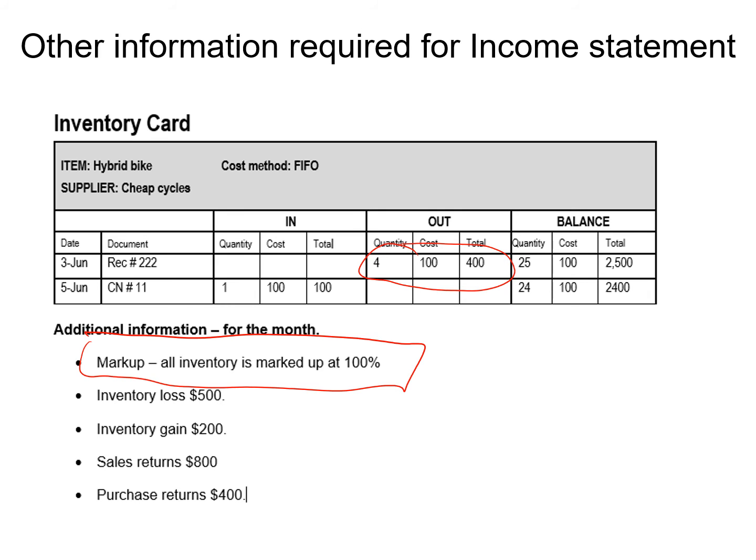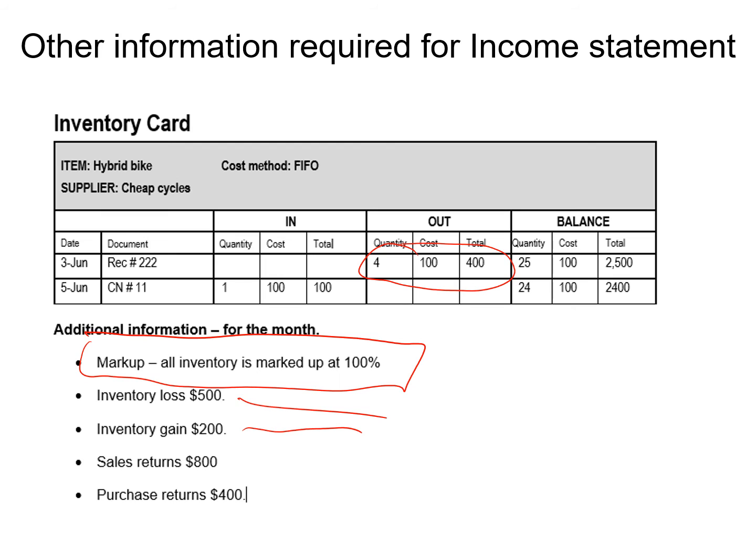So that means that our cost of sales will be exactly half of our sales revenue, because if we mark it up by 100%, we're going to add the value of that inventory purchased. We're going to double it so that we sell it for twice what we actually purchased it for. Inventory loss and inventory gain will basically both go between our GP and our adjusted GP.